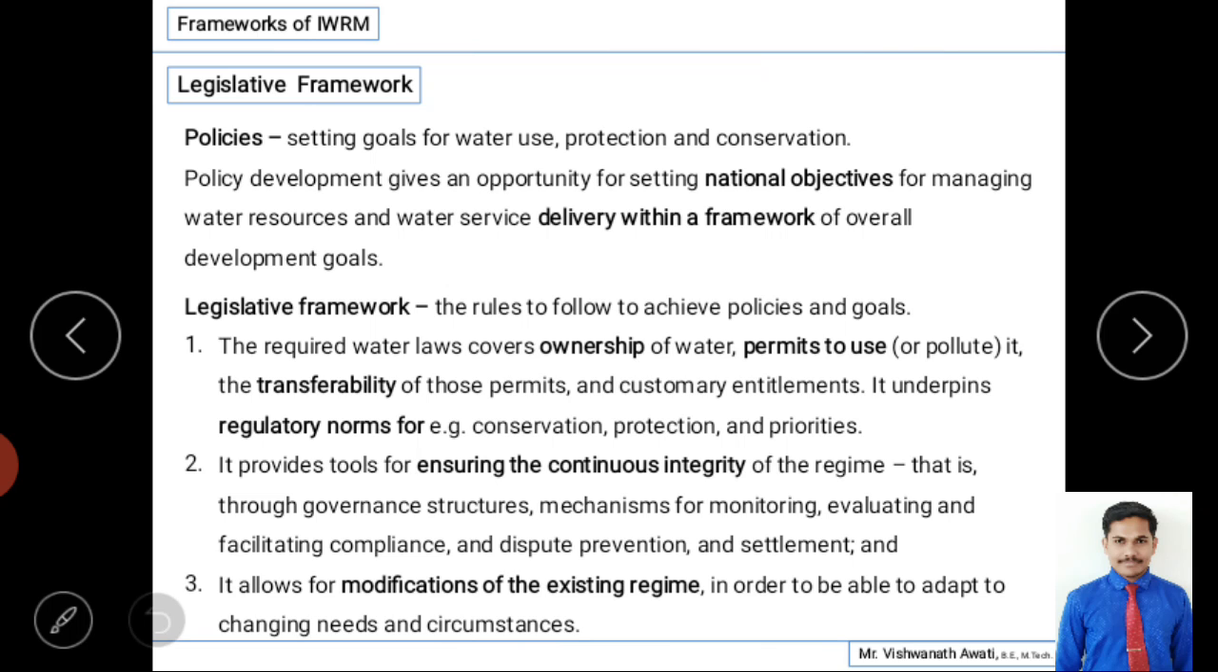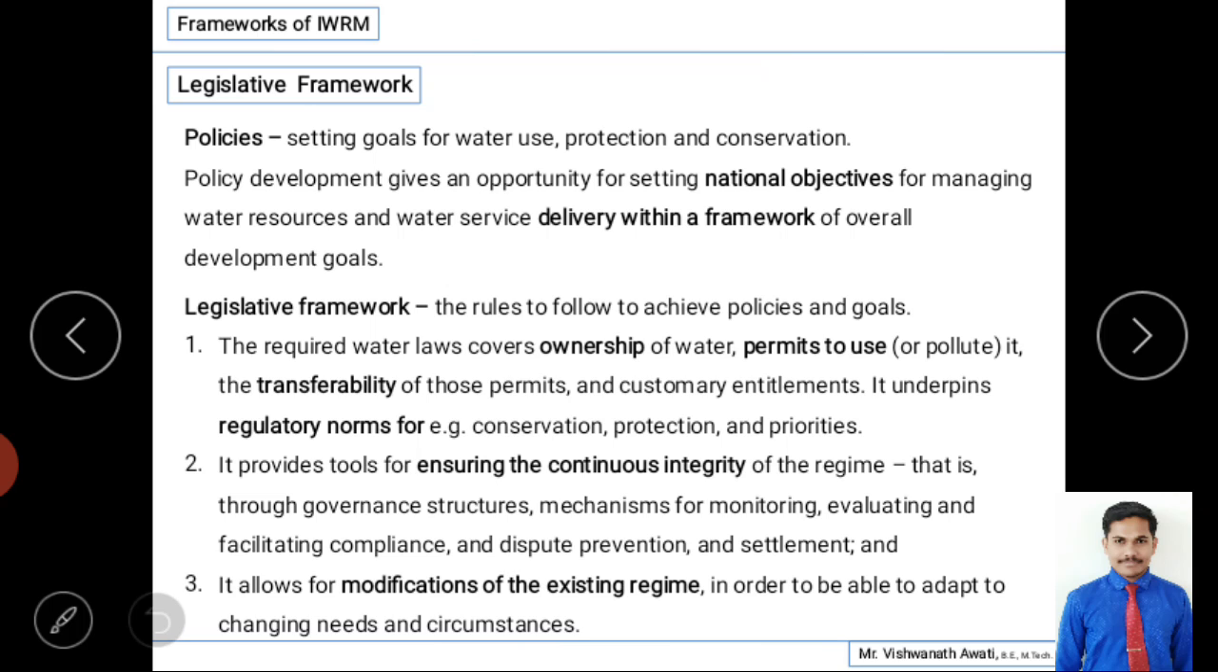Then it underpins regulatory norms for conservation, protection and prioritization. Prioritization means what? We have water users. We have water use for different purposes. One is drinking purpose, agriculture purpose, industry purpose, navigation purpose.